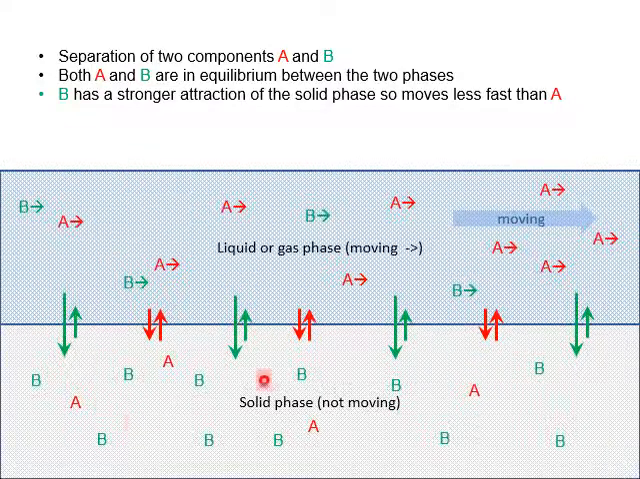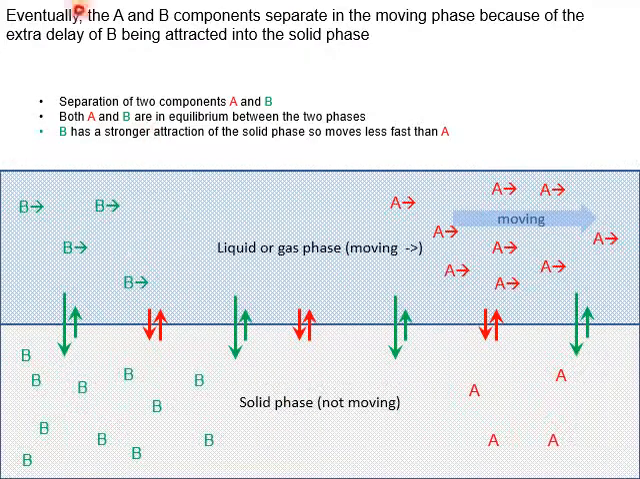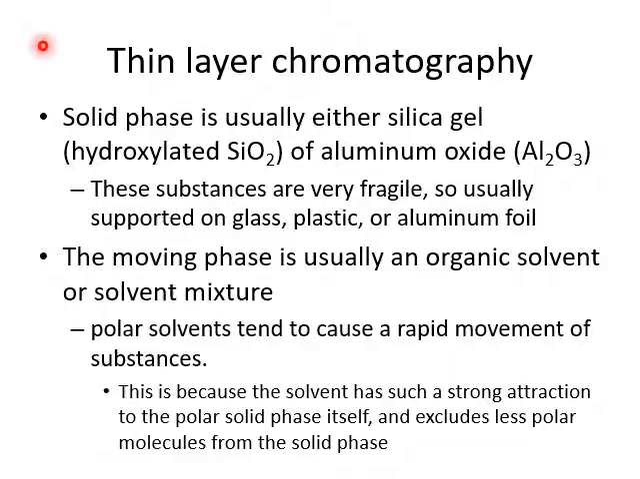And as that happens more and more, eventually the A and B components separate because A has already moved on and B has been slowly scraping along the solid phase, which is not moving. So yes, because of the extra delay of B being attracted to the solid phase, eventually you achieve that separation between the two compounds and you are able to purify A and B, whichever one you really want. So that was a general overview of how chromatography works. But here you want to learn how to conduct thin layer chromatography, which is a kind of liquid chromatography.